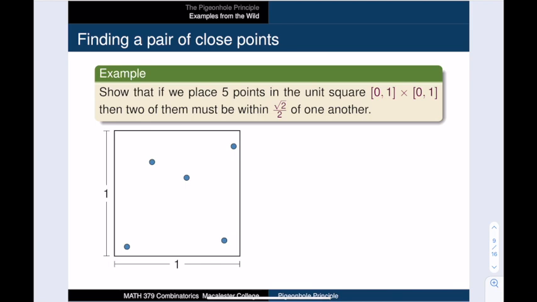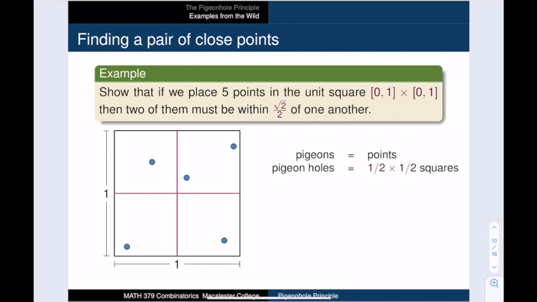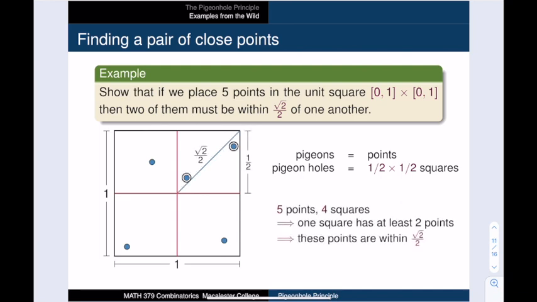So how can I split up the unit square into 4 parts so that the maximum distance within each part is square root of 2 over 2? Here's the answer. Split the unit square into 4 squares, each with side length 1/2. The pigeonhole principle tells me that one of these squares must contain 2 of my 5 points, and the maximum distance in that smaller square is square root of 2 over 2. So I'm guaranteed that there are 2 points that are within my required distance.